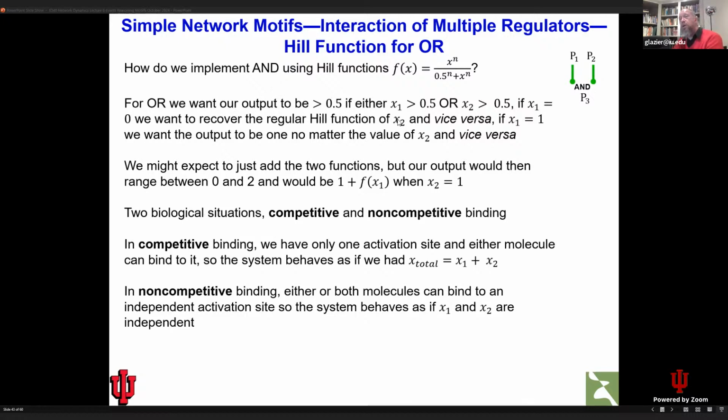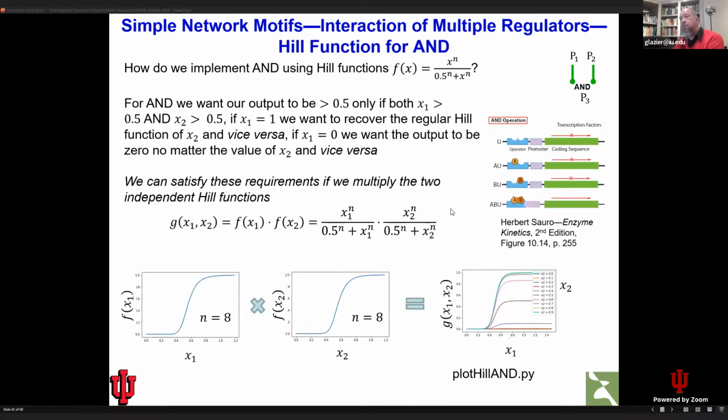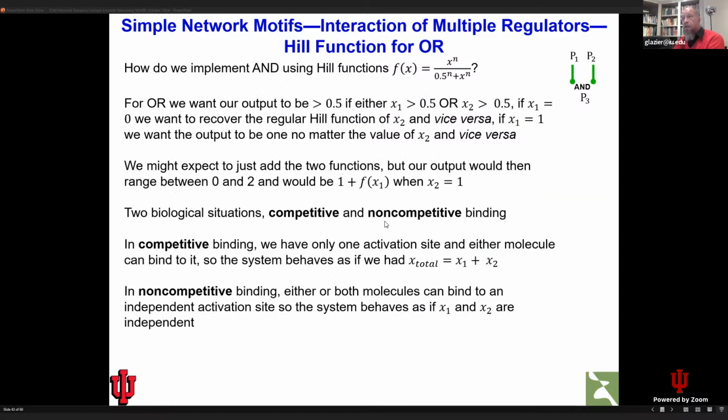For OR, we want our output to be bigger than a half if either x1 or x2 is bigger than a half. If we added the two, here we multiplied these two independent ones. If we added x1 to the n over 0.5 to the n plus x1 to the n, plus x2 to the n over 0.5 to the n plus x2 to the n, that doesn't work. Because if we turn them both on, we get a value of 2, not 1. So it doesn't work the way we want it to.